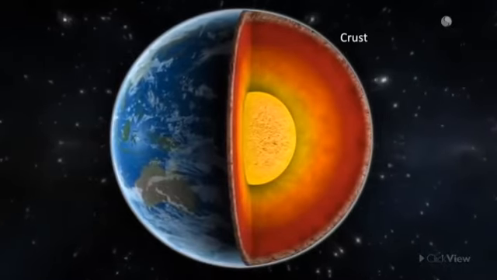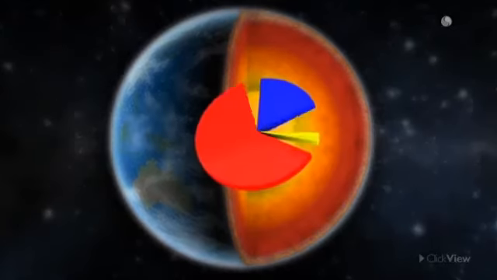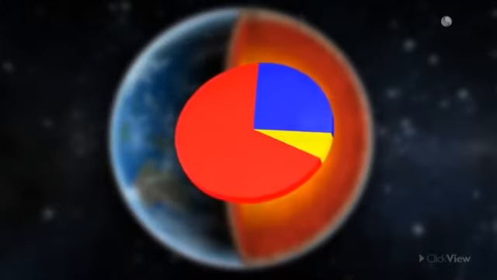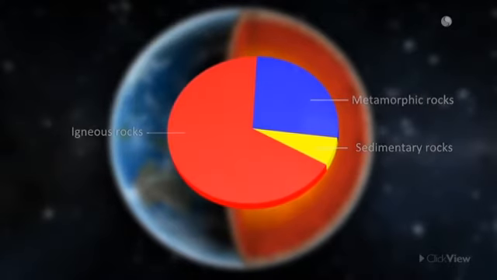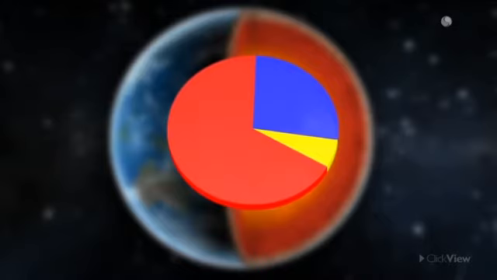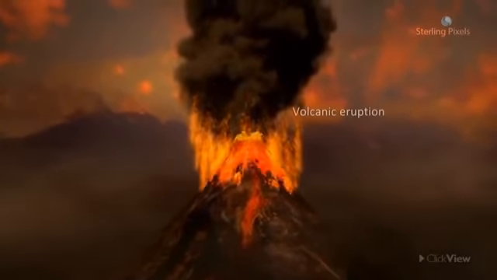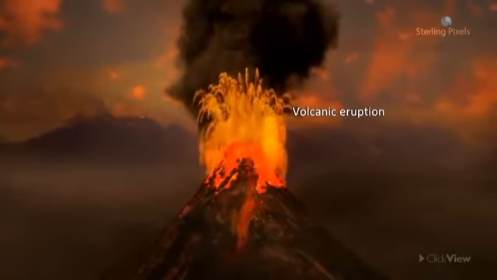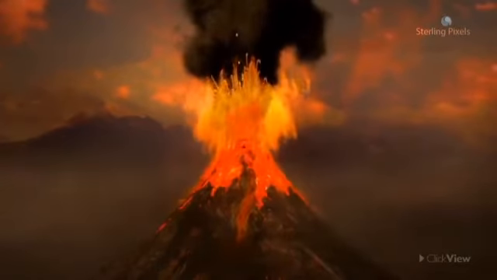The Earth's crust is made up of different types of rocks. The rocks which make up the maximum volume of the Earth's crust are called igneous rocks. The word igneous has been derived from the Latin word ignis, which means fire. These rocks are associated with volcanic eruptions. Let's study more about igneous rocks and how they are formed.